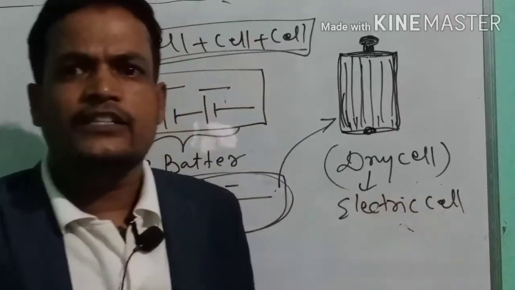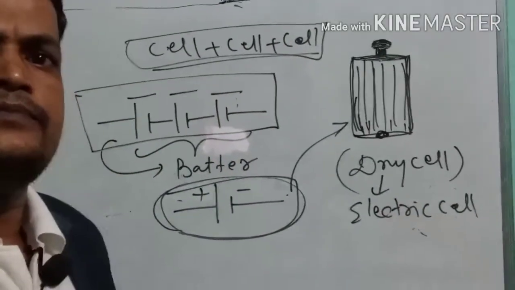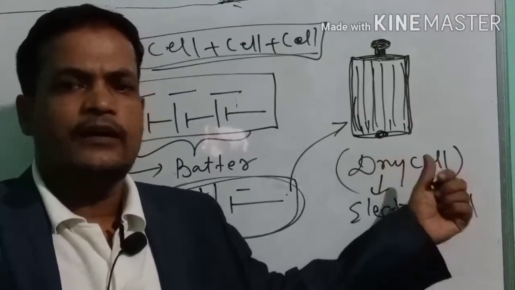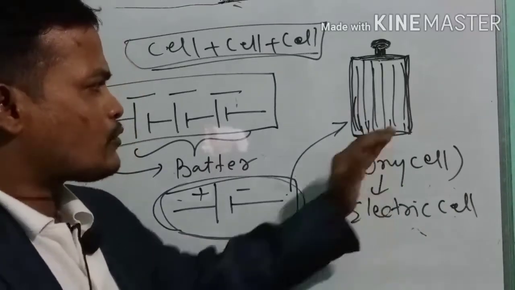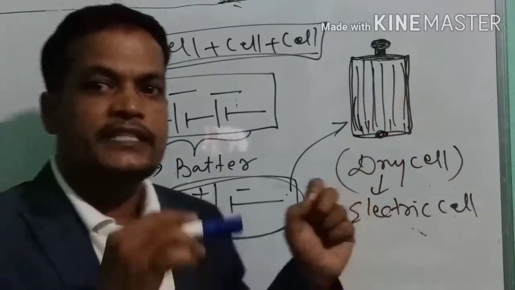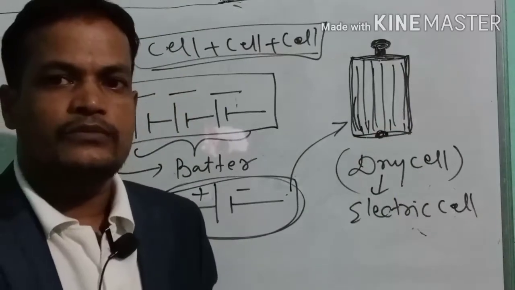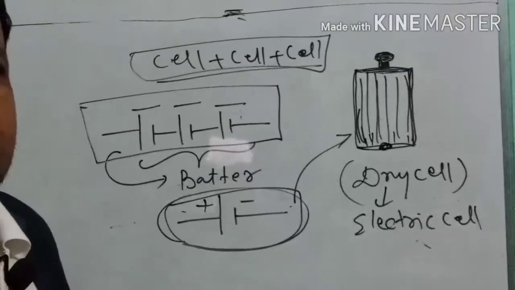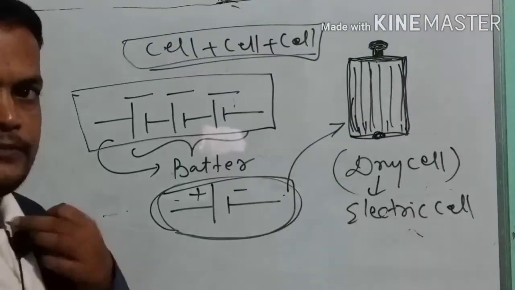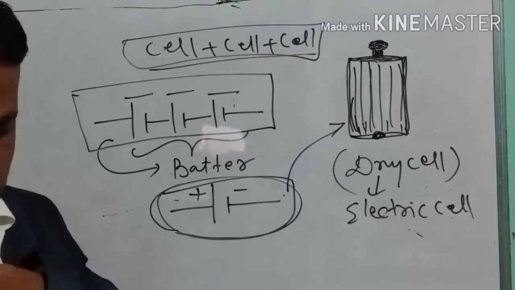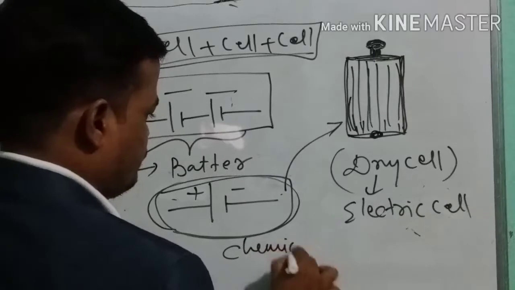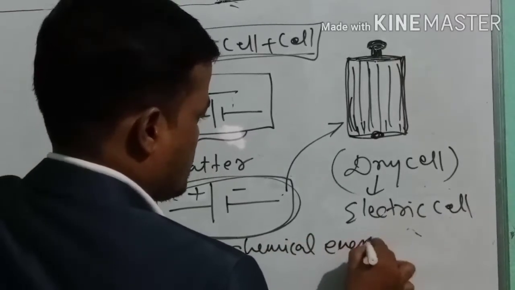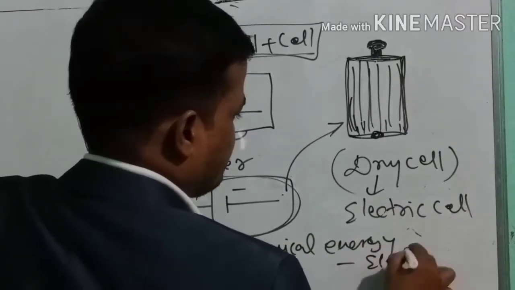Why dry cell? Because no liquid substance is found, only some semi-solid substance is there, and a chemical process is going on. Due to a chemical process inside a dry cell, electric current is produced. So chemical energy is converted into electrical energy. You can say chemical energy is converted into electrical energy. Okay friends, so chemical energy is converted to electrical energy.